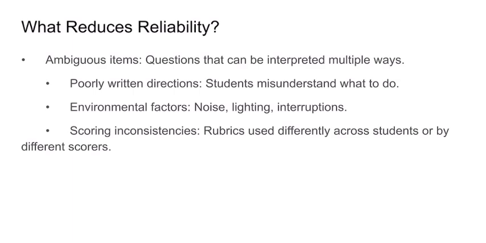What reduces reliability? Ambiguous items, such as questions that can be interpreted multiple ways; poorly written directions, such as students misunderstanding what to do; environmental factors such as noise, lighting, or other interruptions that can't be controlled; and scoring inconsistencies, such as rubrics being used differently across students or by different scorers.